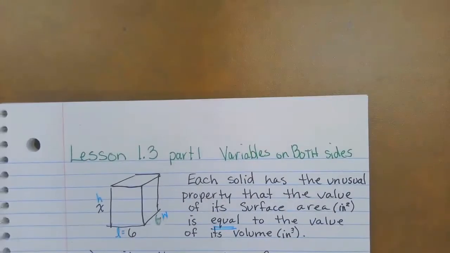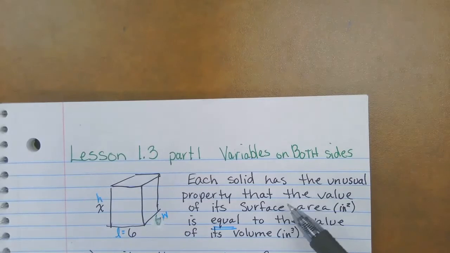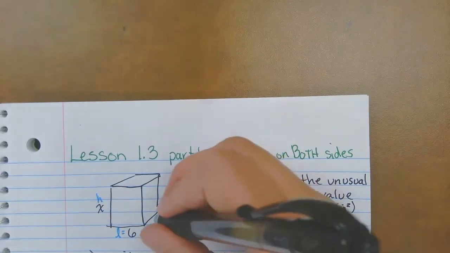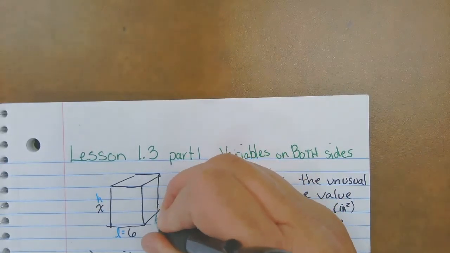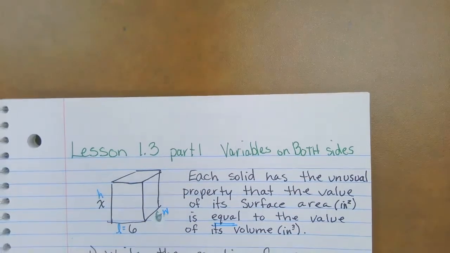We're going to start off with: each solid has an unusual property, that the value of its surface area is equal to the value of its volume. So this is a 6. I wrote the wrong number in here, so I'm trying to fix that, but it's not very easy to see. So the first thing you're going to do is write the equations.